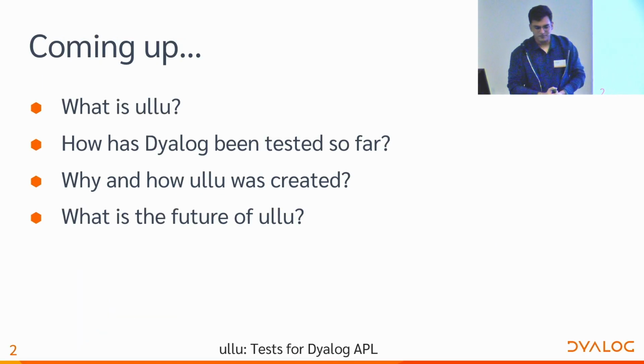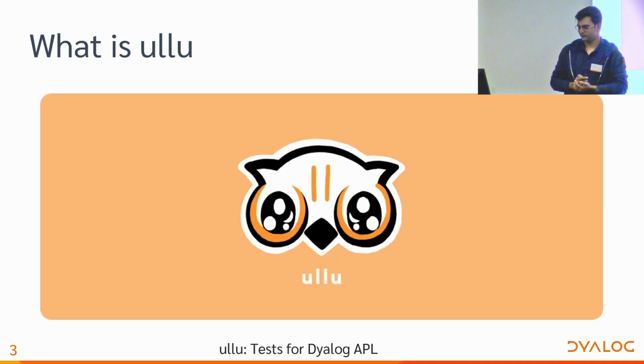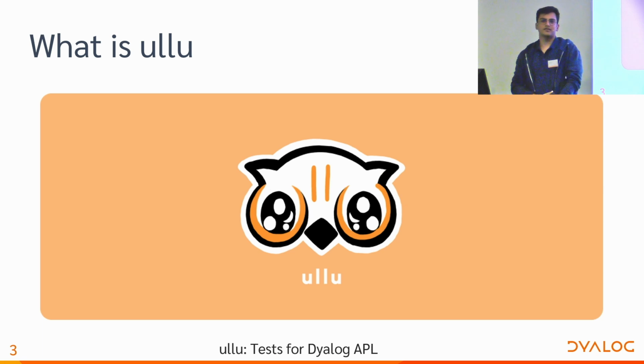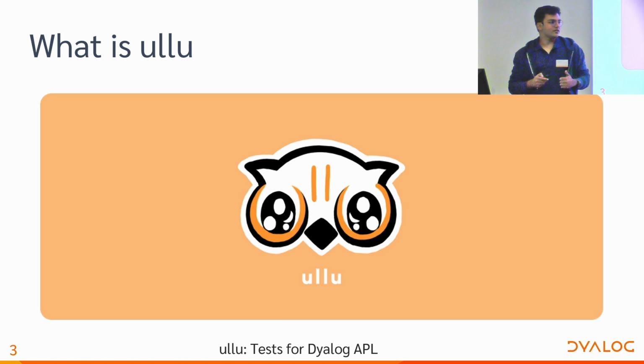So what's coming up is a testing framework called Ulu. What is Ulu? How has Dialog been tested so far? Why and how Ulu was created, and its future. Ulu is a new testing framework that is supposed to have comprehensive coverage for all old and new Dialog APL features. I'll first start with the old testing of Dialog APL.